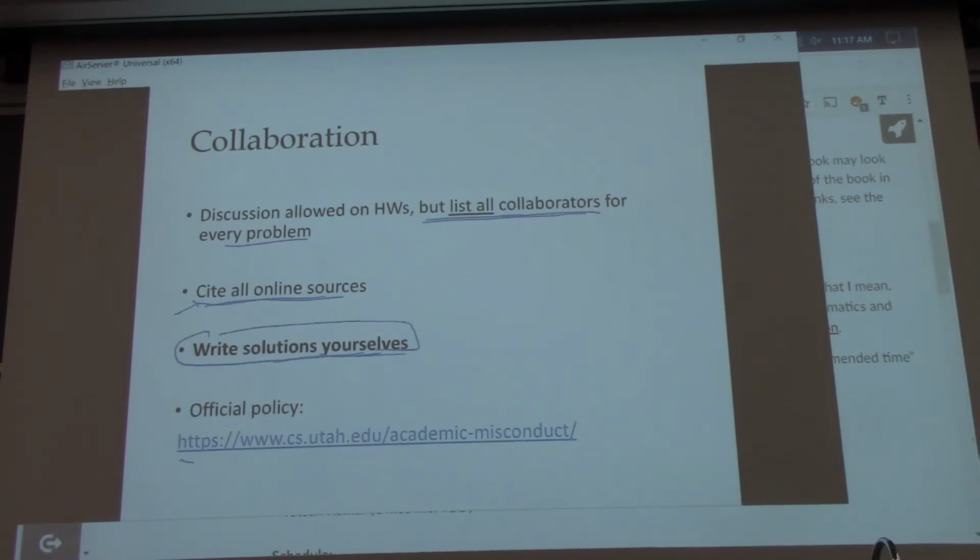So any questions on collaboration? Okay, so this also is straightforward. You will see similar things for basically all grad classes.